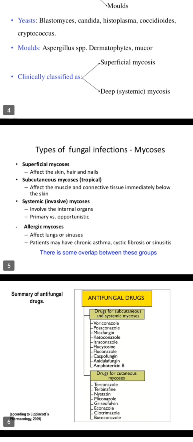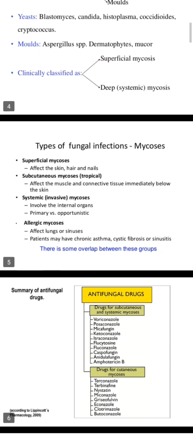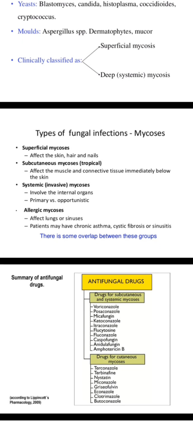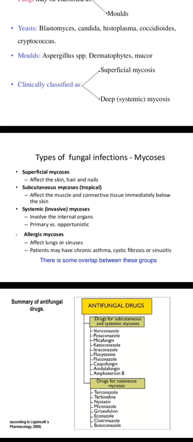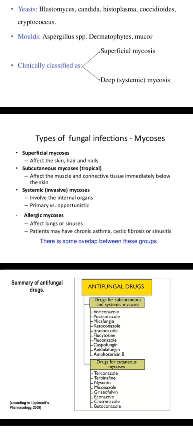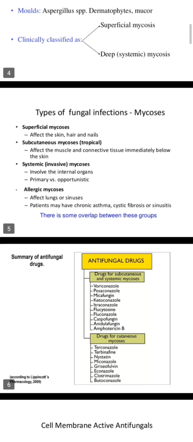Then it also divides into primary versus opportunistic. The allergic mycosis affects the lungs or sinuses, and the patient may have chronic asthma, cystic fibrosis or sinusitis. Now note that mycoses are infections caused by fungi, and these four are the more important classification or division of the fungal mycosis: superficial, subcutaneous, systemic and allergic mycosis.